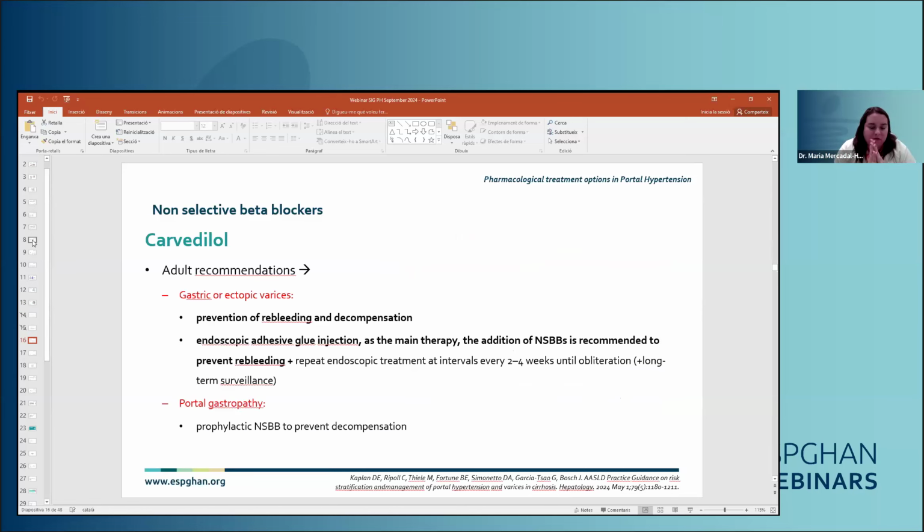And what about, because maybe the discussion up until now, when we're talking about esophageal varices, is sort of easier. But what about gastric or ectopic varices? Can we use carvedilol? Is it useful? In adults, basically, it's used as prevention of rebleeding and prevention of decompensation, or even after using adhesive glue injection. And in portal gastropathy, absolutely the same.